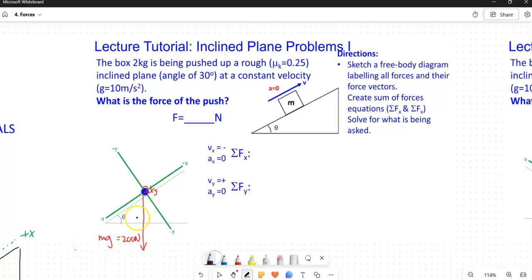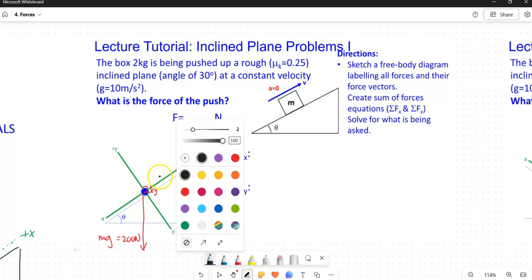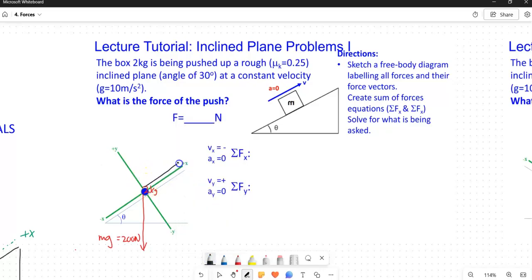Now we're going to draw the rest of our vectors. Once we have our non-contact force out of the way, now we just have to ask, what is physically touching the object? Well, it said the force was pushing the object up the plane of motion at a constant velocity. So that force, we're going to label it F, and that is pointing in the positive x direction.